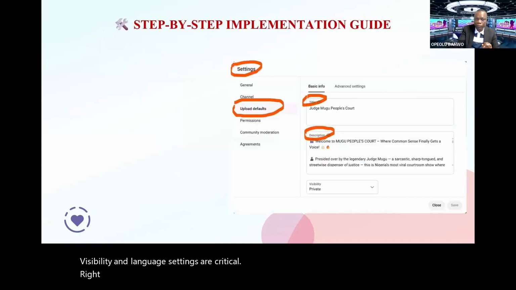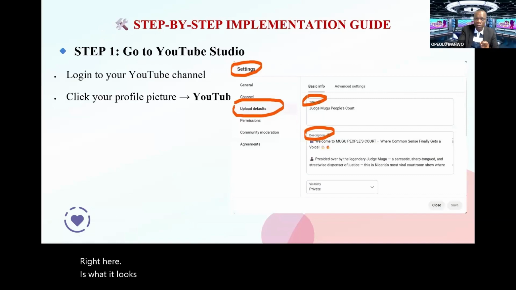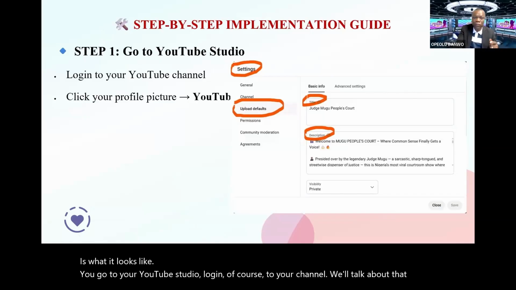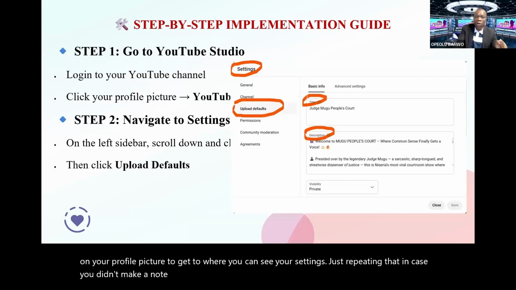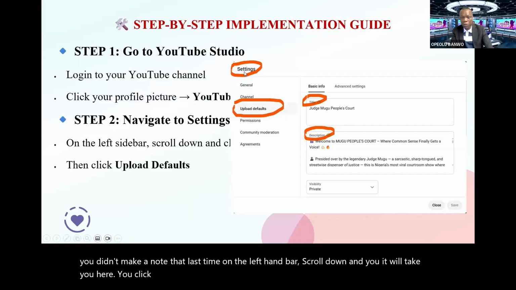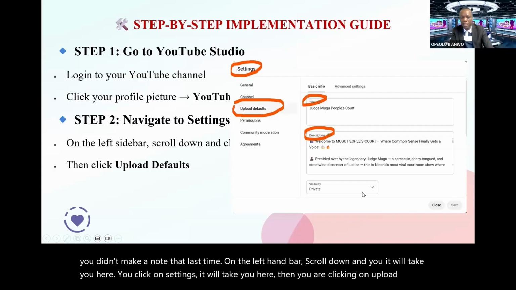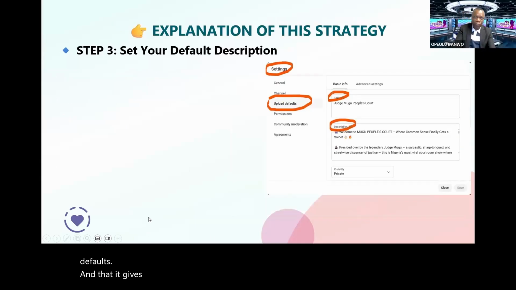Right here is what it looks like. You go to your YouTube Studio, log in, of course, to your channel. We've talked about that. Click on your profile picture to get to where you can see your settings. Just repeating that in case you didn't make a note last time. On the left-hand bar, scroll down, and it will take you here. You click on settings, it will take you here. Then you are clicking on upload defaults. And then it gives you these options.